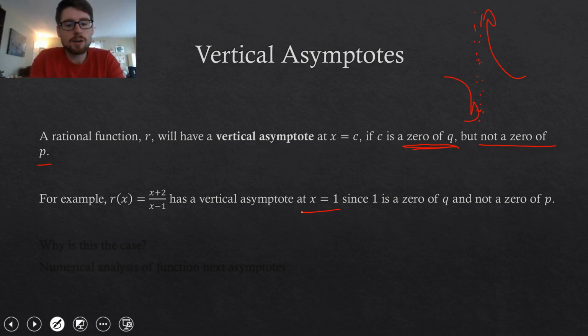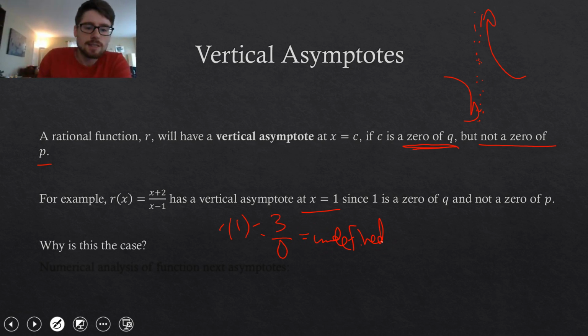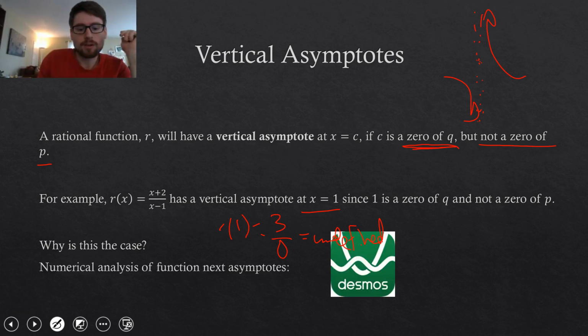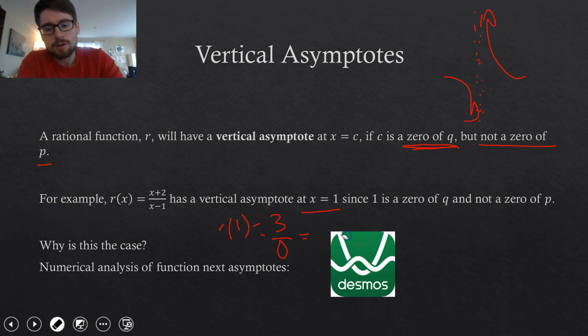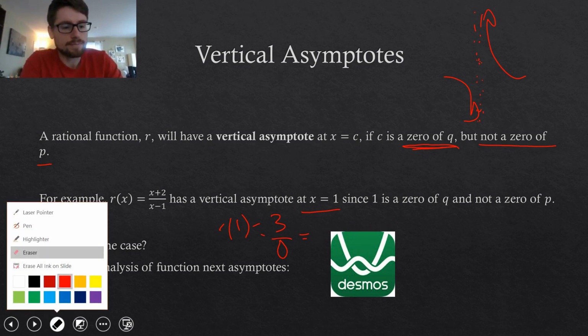If you were to try to plug 1 in, r of 1, you're going to find you get 3 over 0, and this is undefined. And so 1 would give you a vertical asymptote. And why is this the case? Why is it a vertical asymptote? Well, let's do a little numerical analysis and figure out what this function is getting close to. What are the values as we plug numbers closer and closer to 1 in?